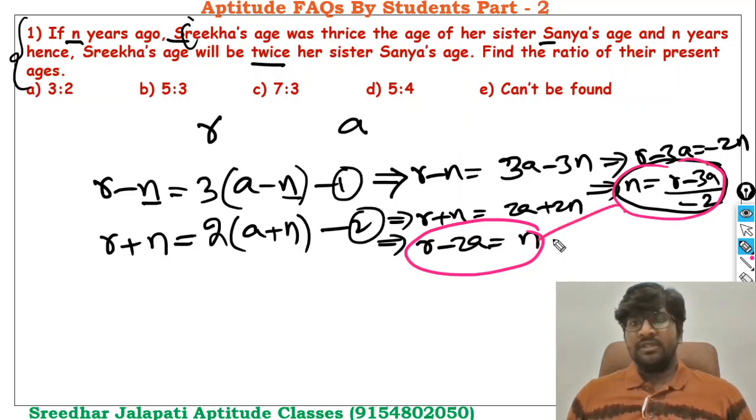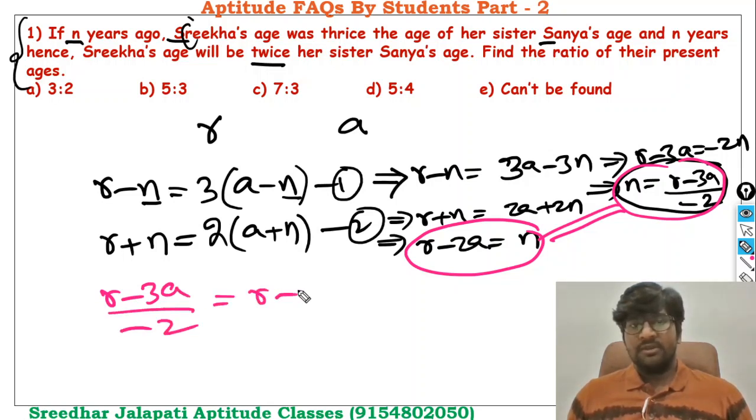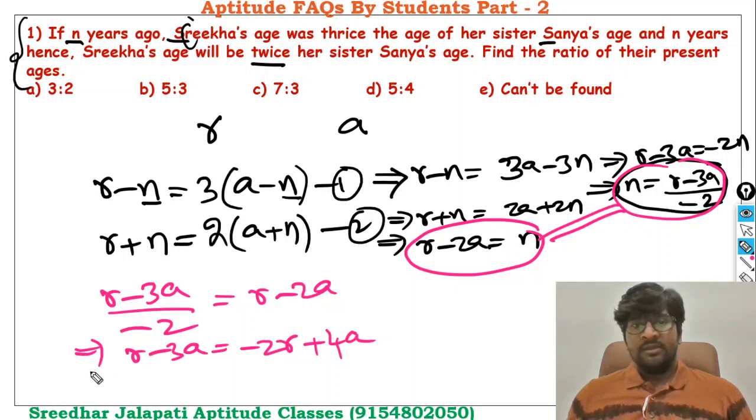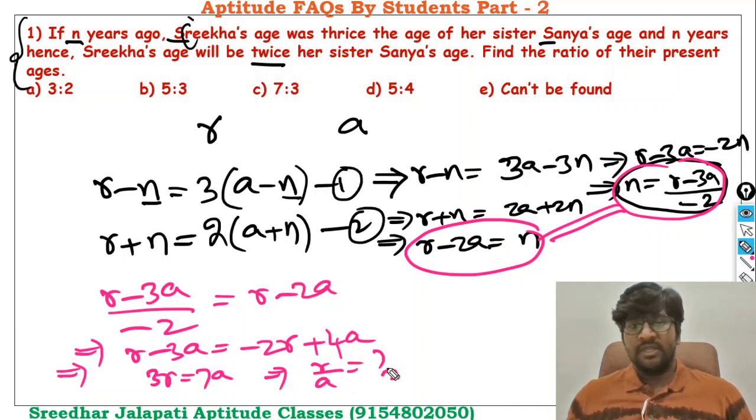Now, I can equate these two because both are equal to N. That is, R minus 3A by minus 2 is equal to R minus 2A. On further cross multiplication, R minus 3A is equal to minus 2R plus 4A. Then if I bring all R terms one side, A terms other side, 3R is equal to 7A, or in other words, R by A is equal to 7 by 3.